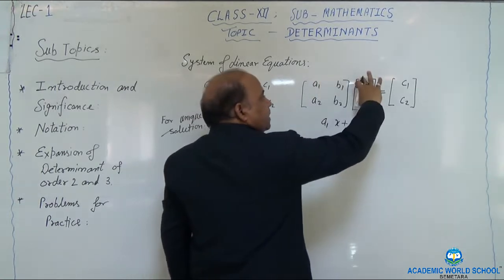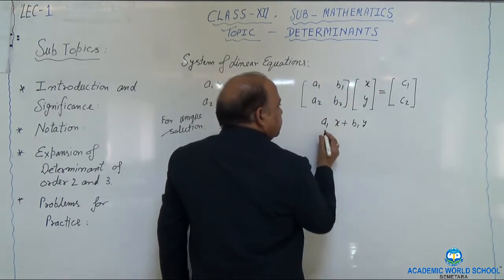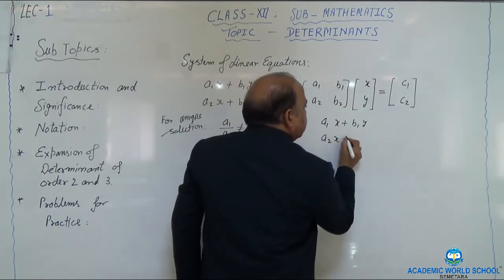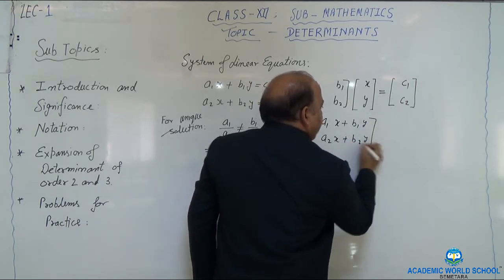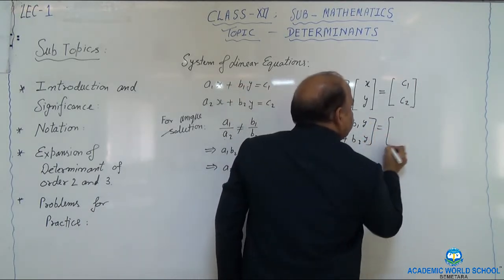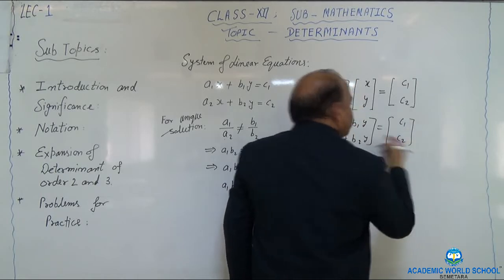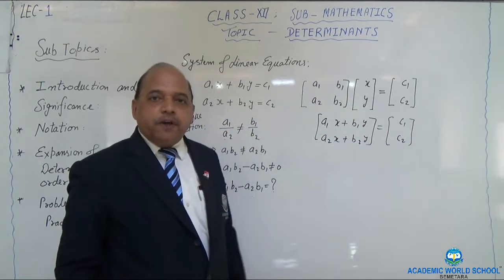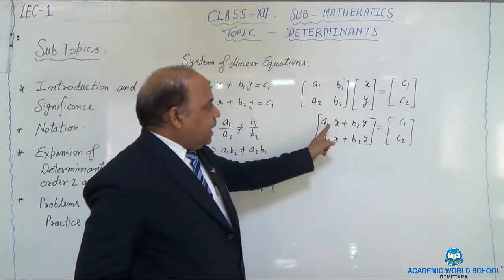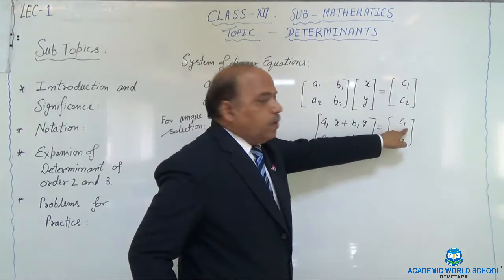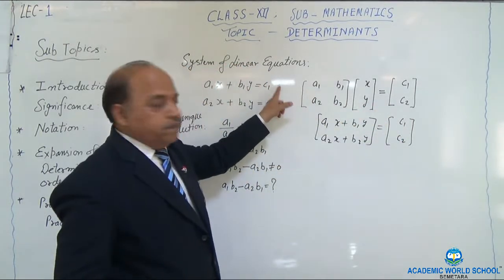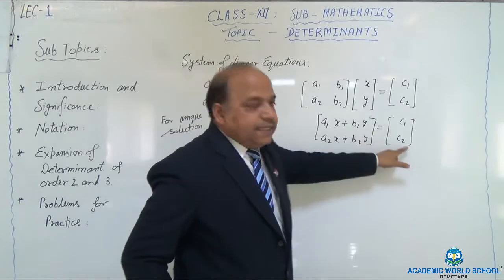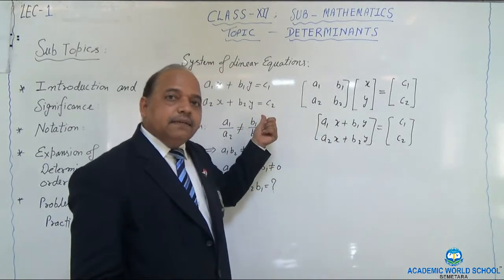This row by this, now this row by this, so you will get A2 x plus B2 y. I have got this one. This is equal to C1, C2. If two matrices are equal, corresponding elements have to be equal. Look at this. A1x plus B1y should be equal to C1, which is your first equation. A2x plus B2y is equal to C2, which is your second equation.